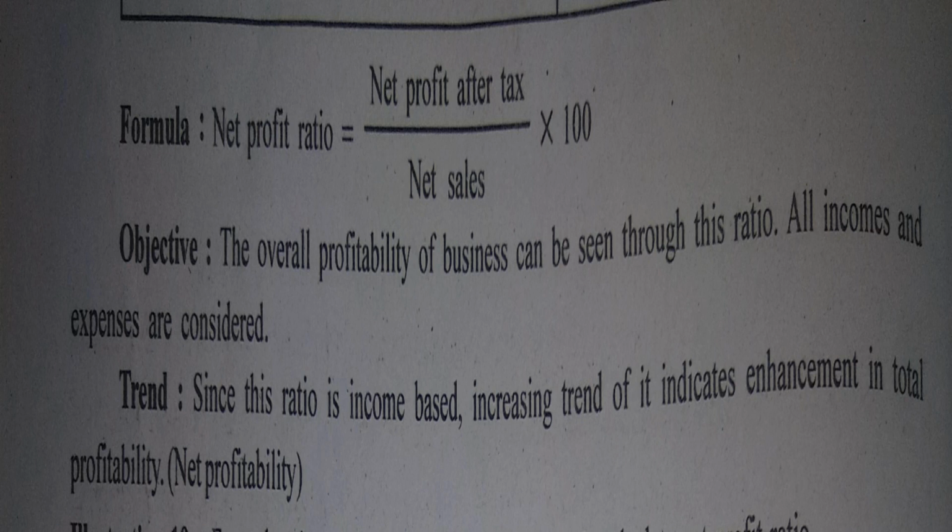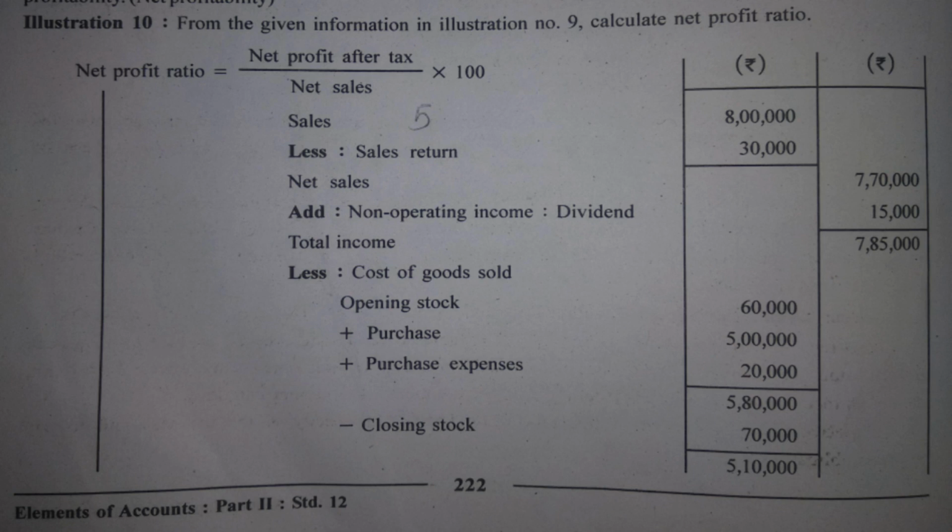Objective and trend, of course, you will read, and obviously this is an income-based ratio, so an increasing trend indicates enhancement in total profitability. So we have illustration 10, which says, from the given information in illustration 9, calculate net profit ratio.